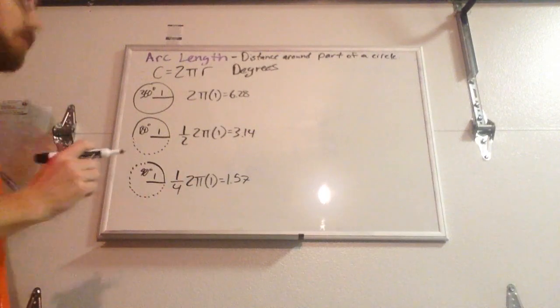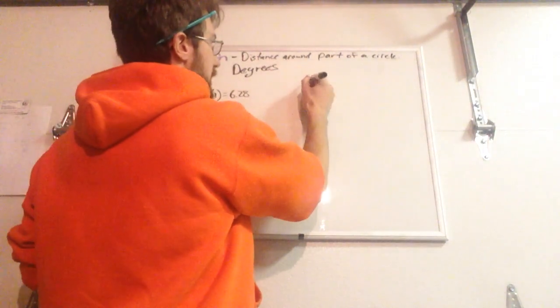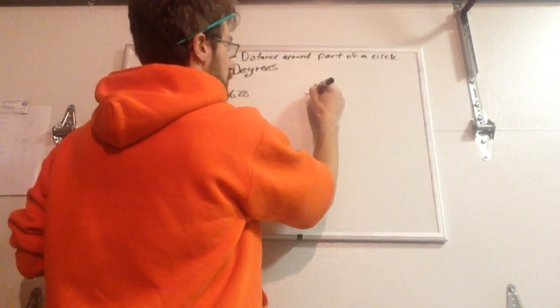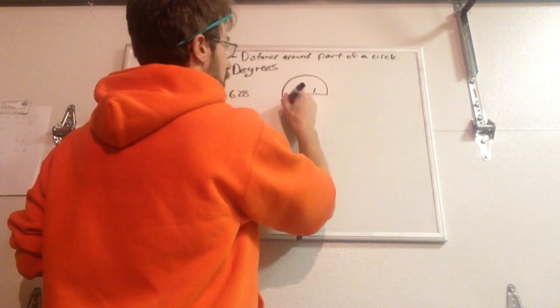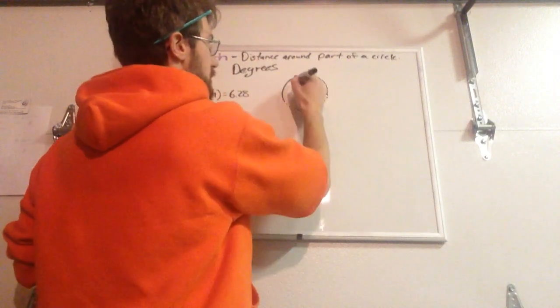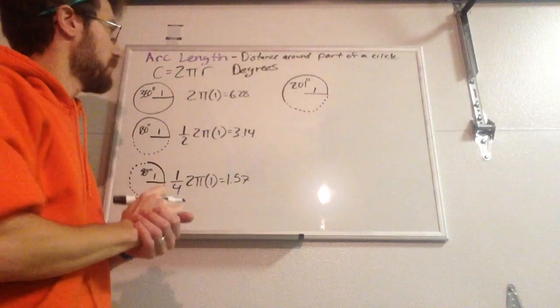But what if we had something that wasn't quite as easy to figure out mentally? What if we had something like this? Let's say that our arc, we still have radius 1, but our arc is now about 201 degrees. So maybe about like that. So 201 degree arc. How could I figure that out?